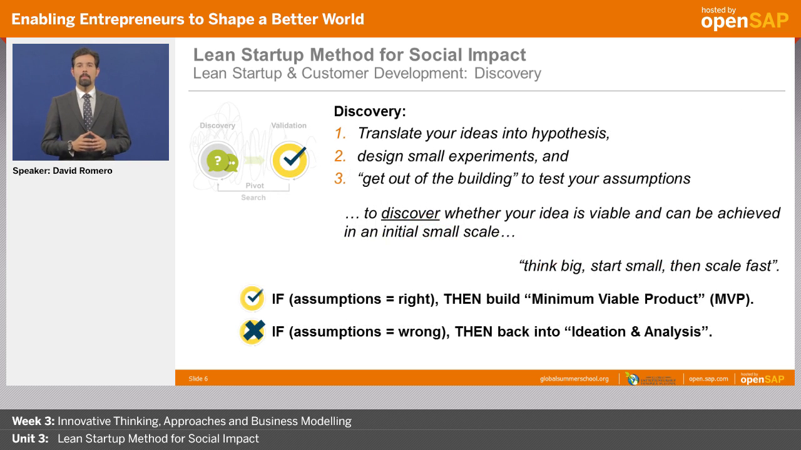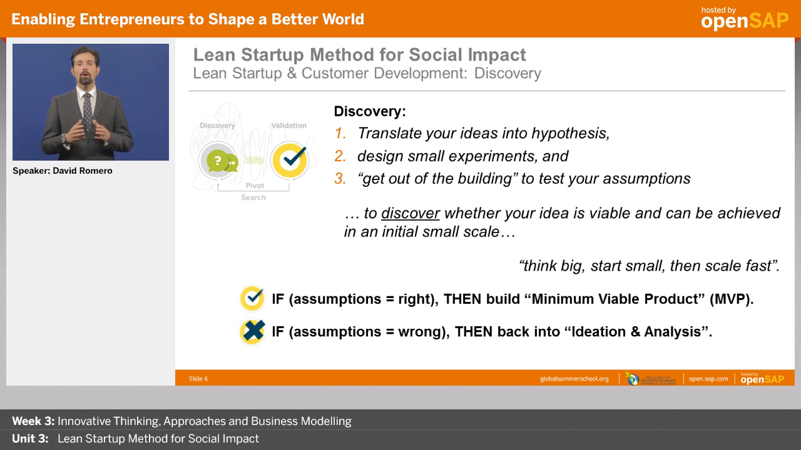At the discovery step of the stage of searching of customer development, our main focus is to translate our ideas into hypotheses, designing small experiments, and getting out of the building to collect enough evidence that our idea for social innovation is viable, even if it's on a small scale. If we are able to succeed and collect enough information that our target constituents and our stakeholders really care about our solution, congratulations, it's time to build a minimal viable product and go to the next stage of the customer development method, which is validation.